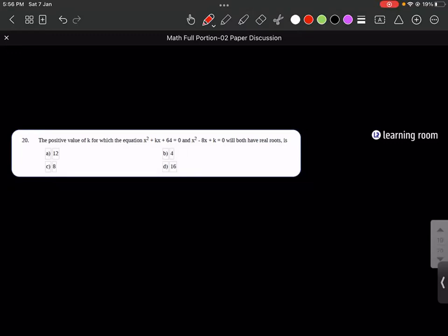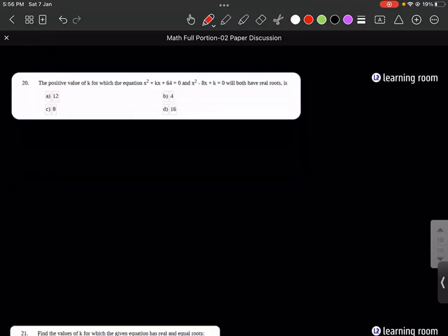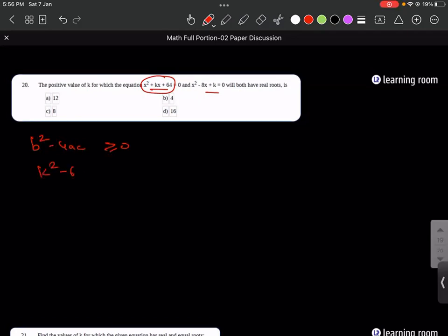Next is problem number 20. The positive value of k for which this equation and equation both have real roots. For them to have real roots, what is the condition? b square minus 4ac should be greater than or equal to 0. So k square minus 256 should be greater than or equal to 0. So k square should be greater than or equal to 256. Correct?